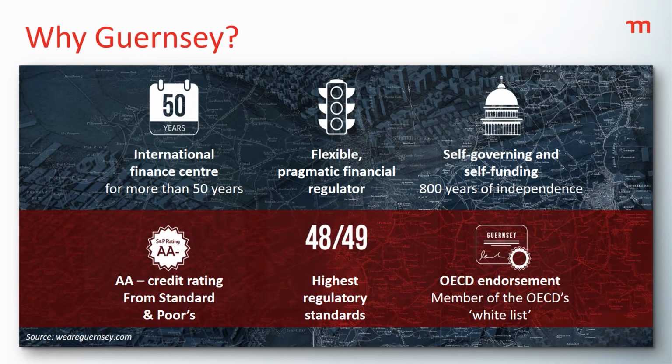Momentum Wealth International was established in 1999. We administer in excess of $3 billion and is domiciled in Guernsey. Guernsey has been an international finance center for over 50 years, has a AA- credit rating from Standard & Poor's, and is both self-governing and self-funded.